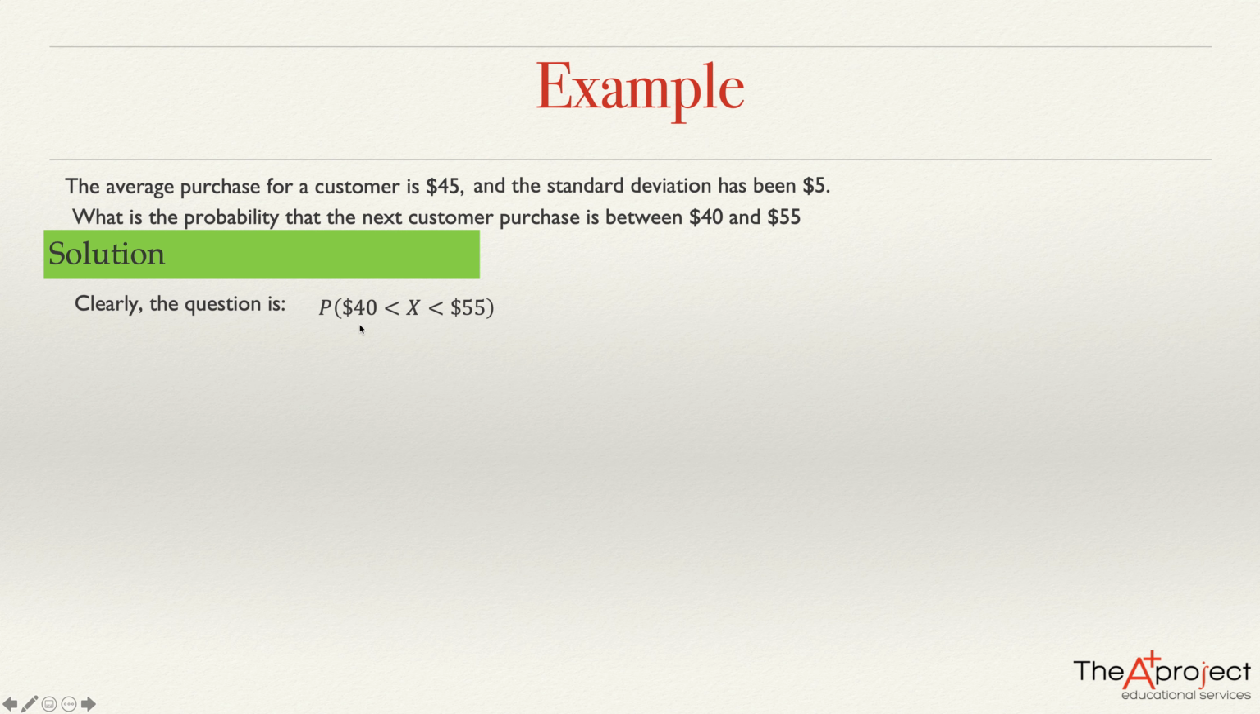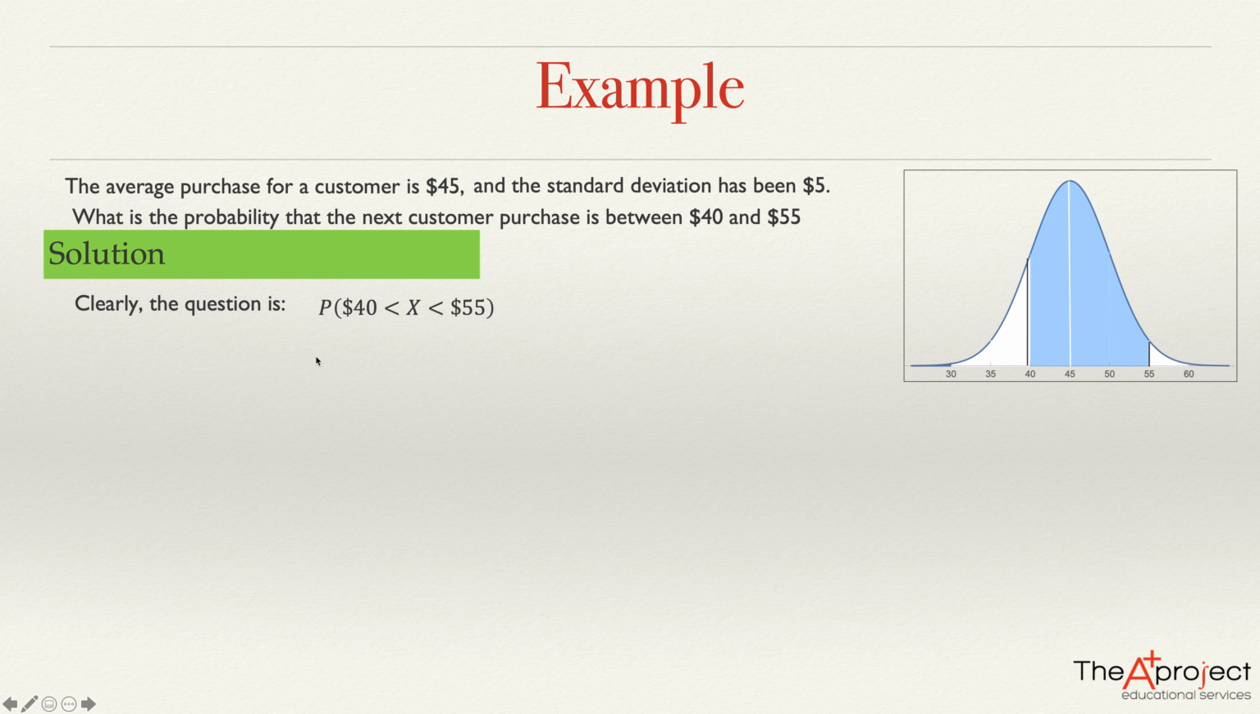So I need to find this probability. The first step tells me that I need to find the z-score of each of these values. They are asking me, what is this area here between 40 and 55? This was the question. But what I need to do is find the z-score of each of these values. Let's find the z-score of 40 first.